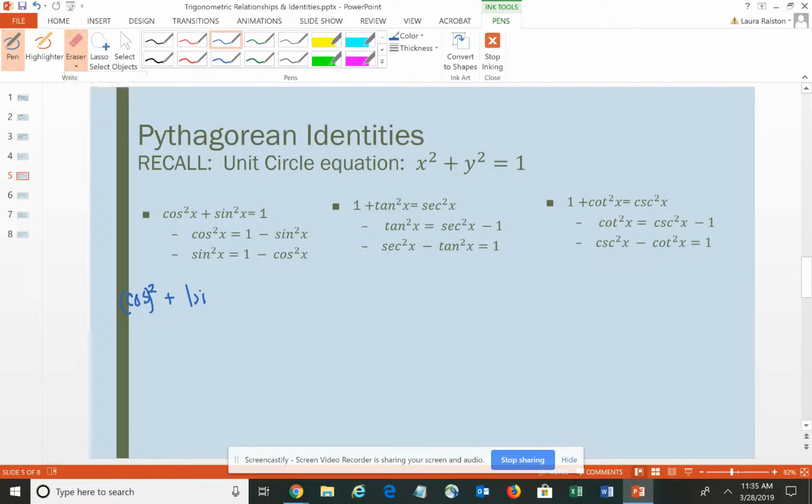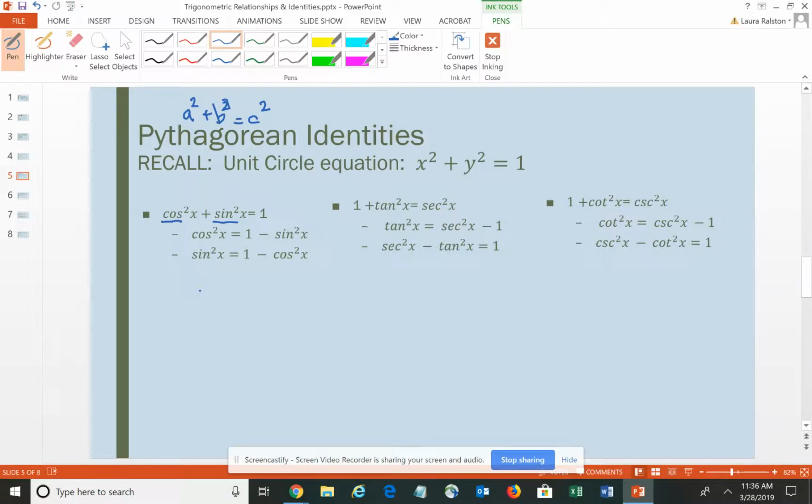So basically, again, what I'm doing here is I'm substituting the cosine and the sine for x and y. So in place of x, I put cosine. In place of y, I put sine. And so we end up with the relationship cosine squared plus sine squared equals 1, which is really based off of the Pythagorean theorem of a squared plus b squared equals c squared.